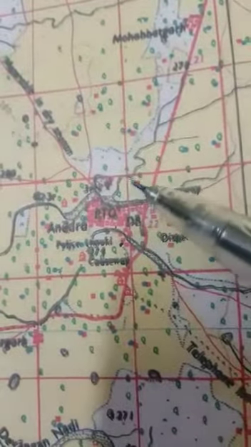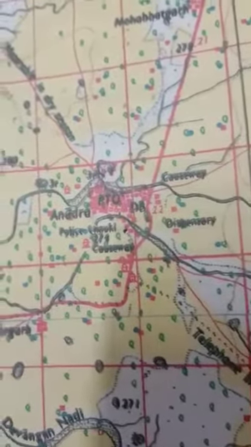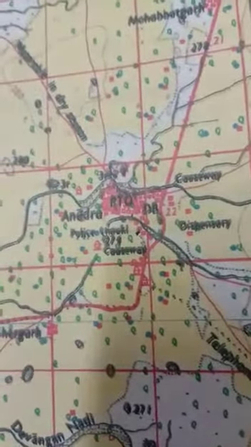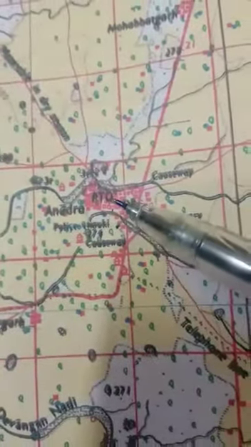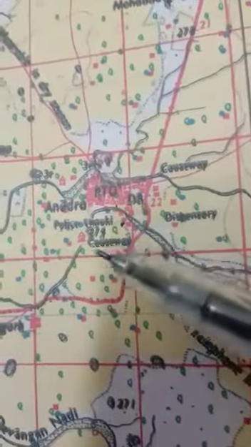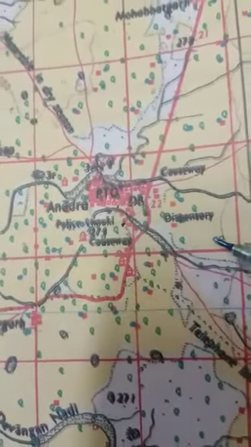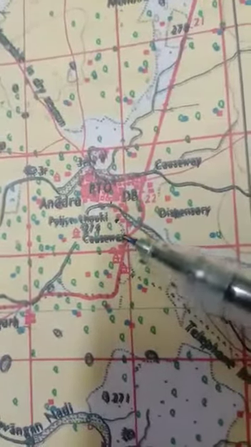See. So finally, what we will say, Andhra is your important settlement in this area because there are more facilities than the other villages on this map. Here we have PTO, post office also. Then we have police station, dispensary, then metal road, all these things.